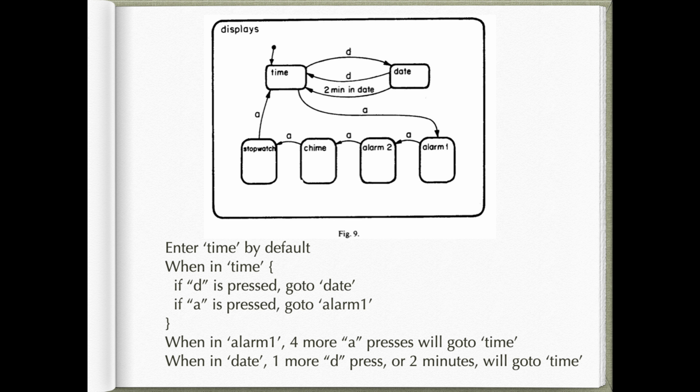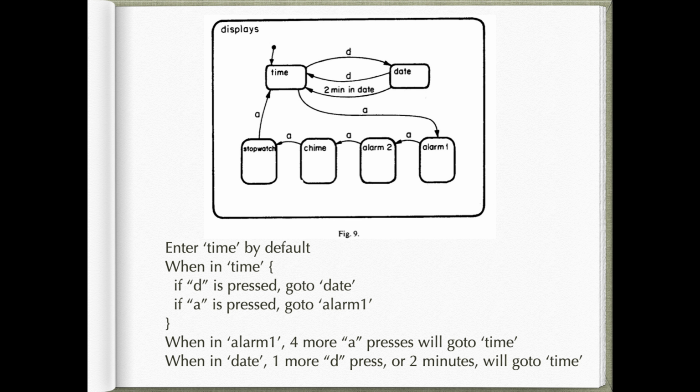Next, page 13, figure 9, shows more detail of the display state. It chops the display state up into 6 pieces. If we are in the home screen, shown by the default, it is the time display. If we're in the time display and we hit the A button, which was the top left button, then we go to the alarm 1 state. If we hit the A button again, we'll go to the alarm 2 state. If we hit the A button again, we'll go to the chime state. If we hit the A button again, we go to stopwatch state, and if we hit it one more time, we go back to the home screen time.